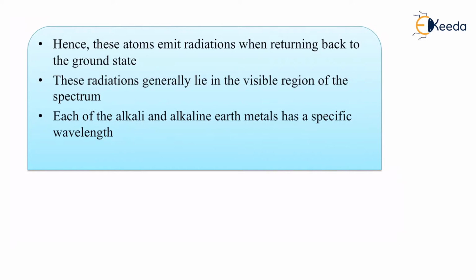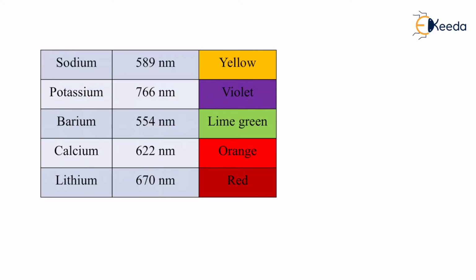That means alkali and alkaline earth metals have specific wavelengths, and these wavelengths are very unique to that particular element or that particular metal. We cannot merge two wavelengths together, or two elements cannot have the same wavelengths. Based on these wavelengths, we come to know which particular metal is present. So over here, if you see, we have sodium, potassium, barium, calcium and lithium.